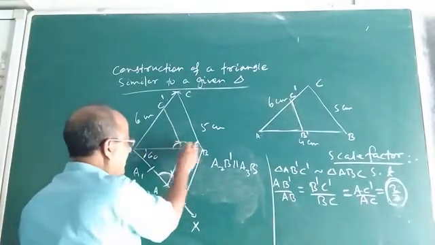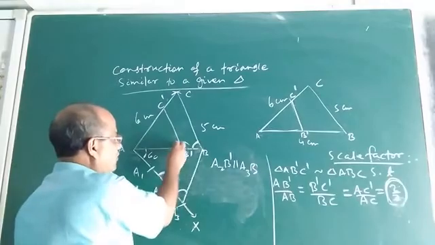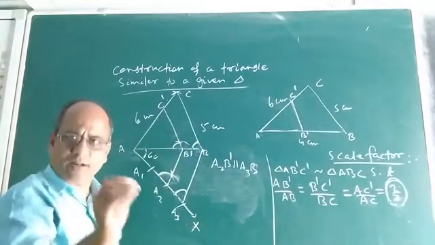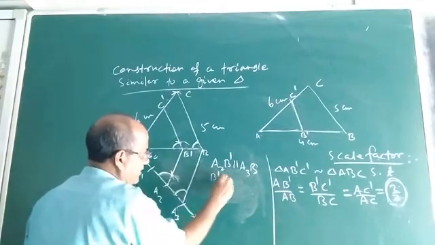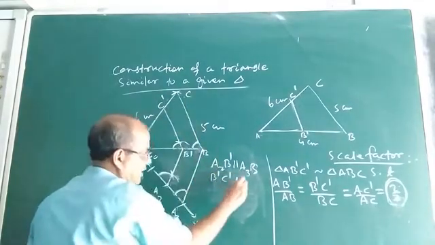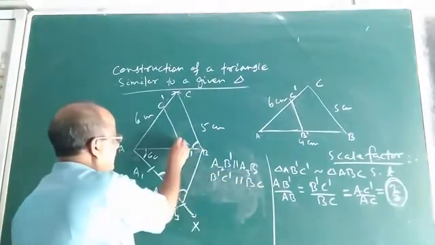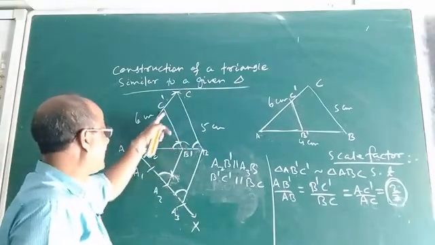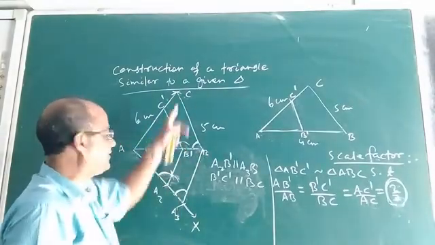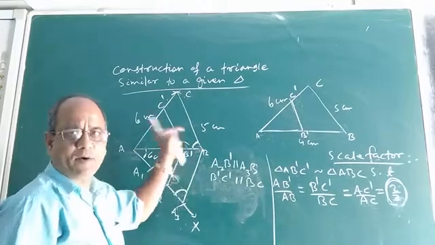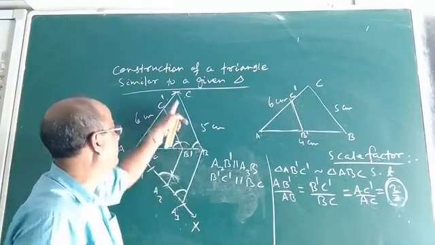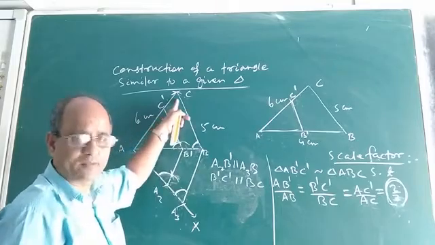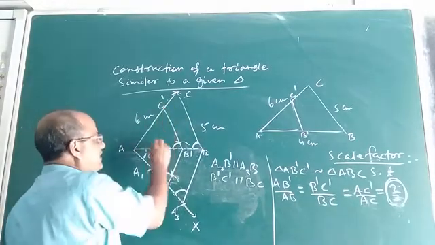Now this angle and this angle are equal. So no doubt they form a pair of what angles? Corresponding angles. So no doubt B dash C dash will be parallel to BC, because angle AB dash C dash is equal to angle ABC and they form a pair of corresponding angles. Now you got the point C dash.